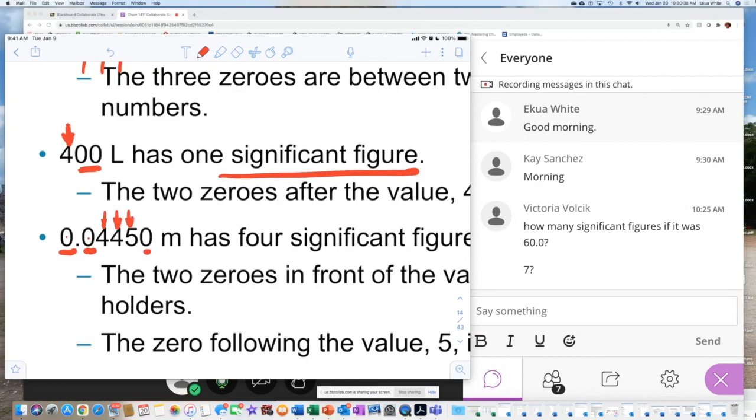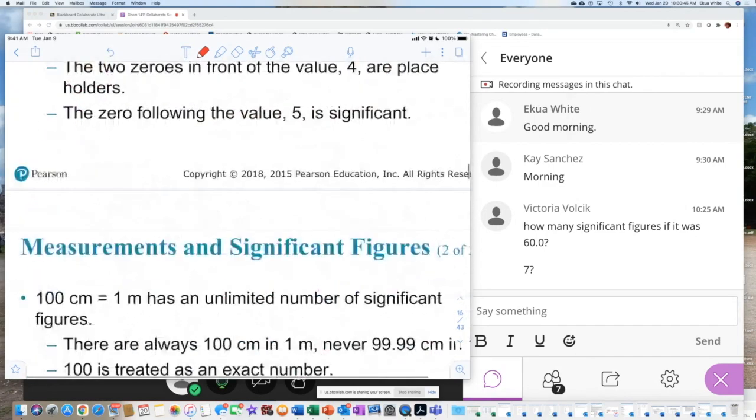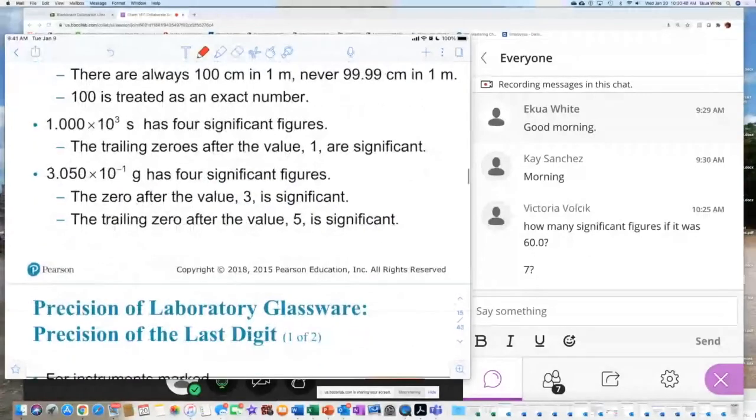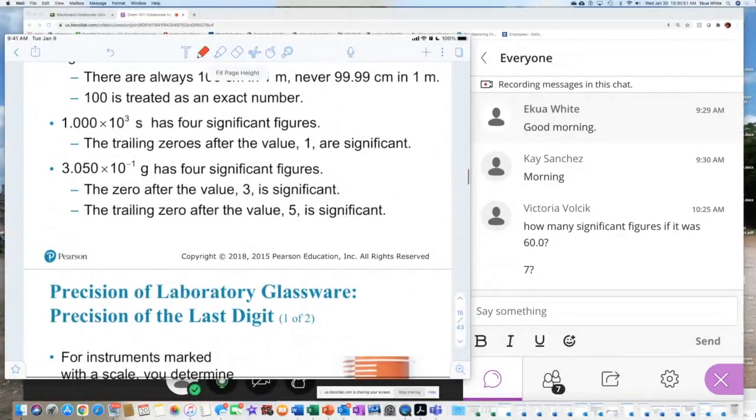Look to the left of the zero. Do you see a non-zero number? Yeah, there's 3 of them. Do you see a decimal? Yep. So this is significant. So this would be 4. Okay. As I said, sadly, we don't have problems here, so we're just going to have to go with what we see right there.